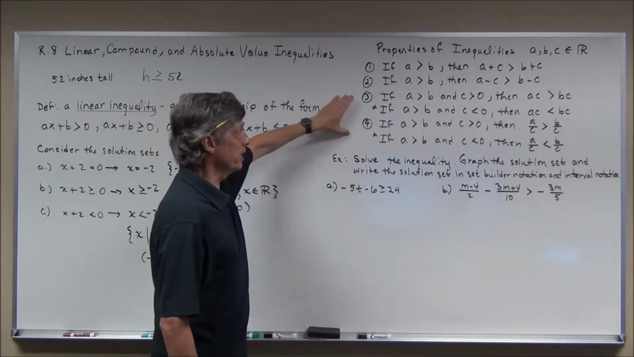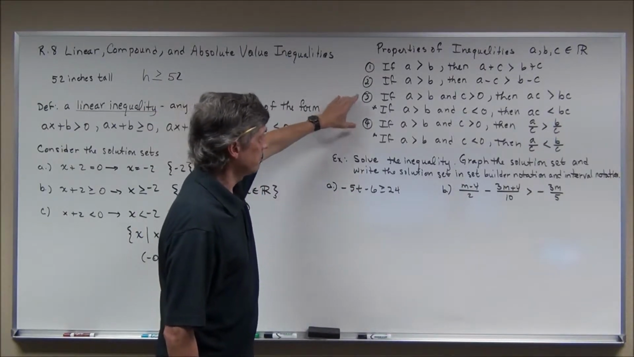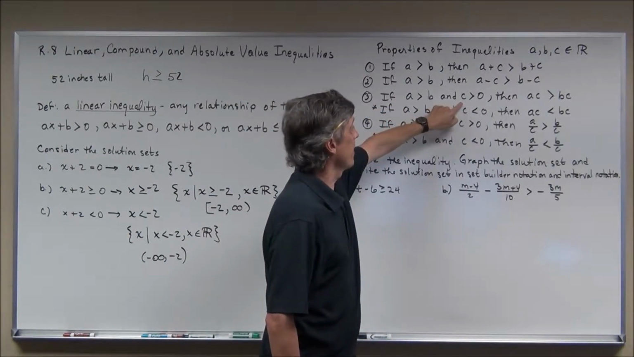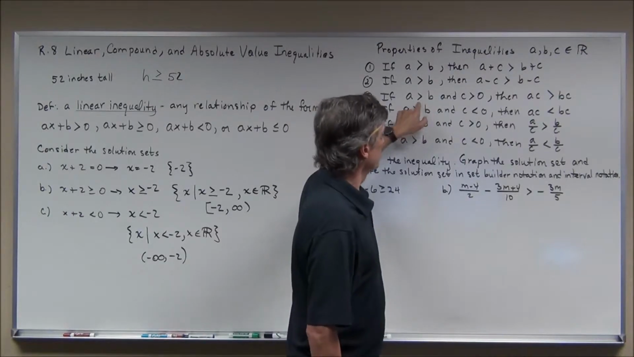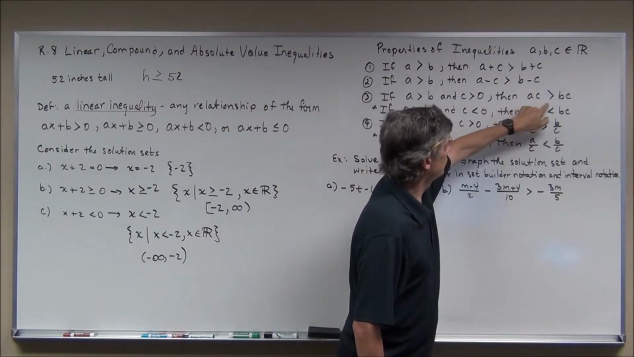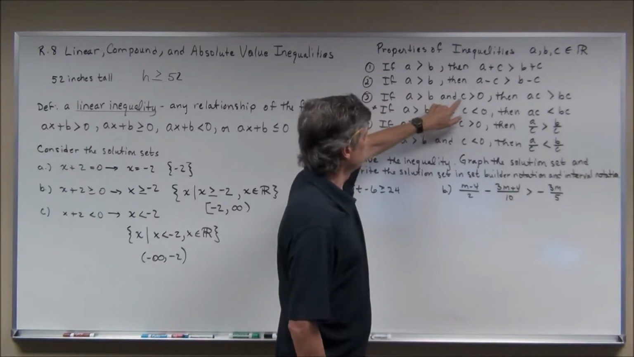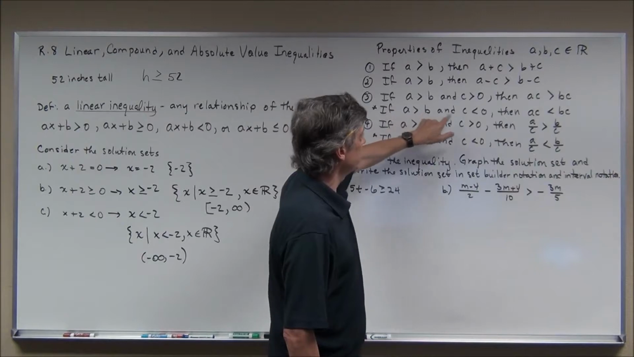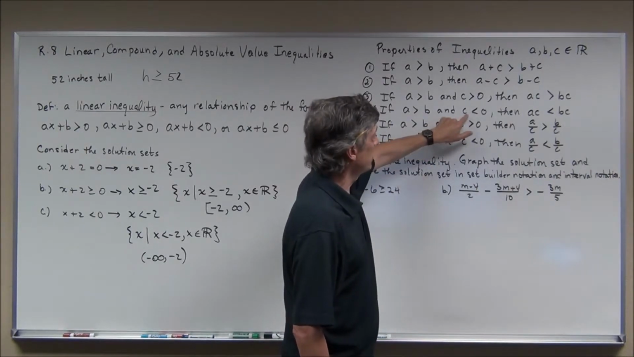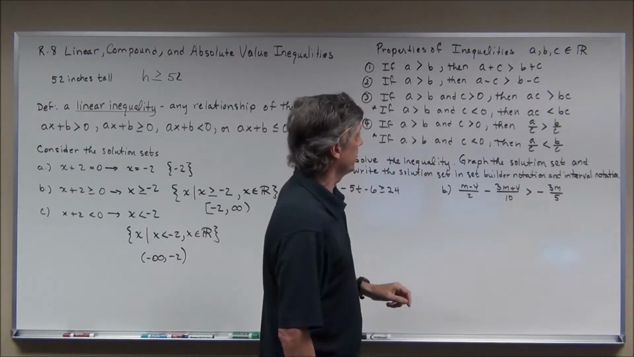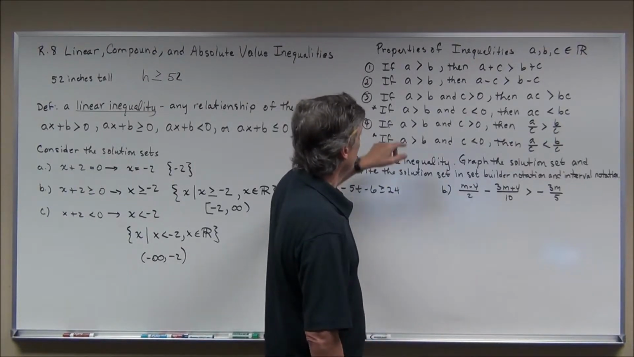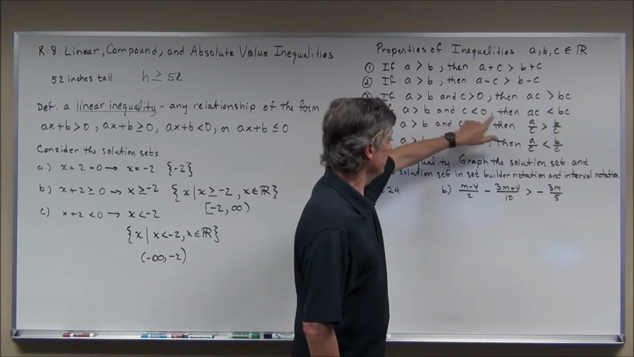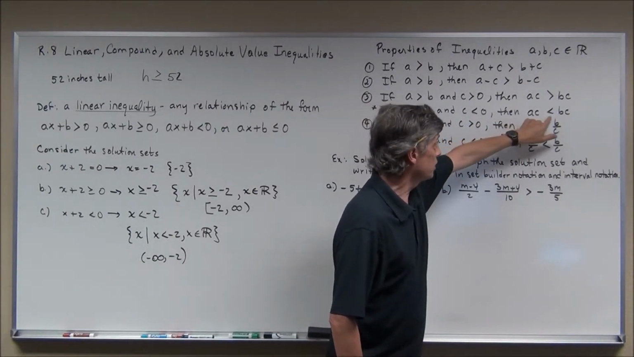Now, for multiplying and dividing, we have to break this into cases. If a is greater than b and c is positive, so we're going to multiply by a positive number on both sides, notice it's a greater than, it's a greater than. A times c is greater than b times c, as long as c is positive and a is greater than b to begin with. But notice, if a is greater than b and c is negative, if I multiply both sides by a negative, we know that a positive times a negative is negative, a negative times a negative is positive, so things get switched around. A greater than b and c less than 0 implies that a times c is going to be smaller than b times c.